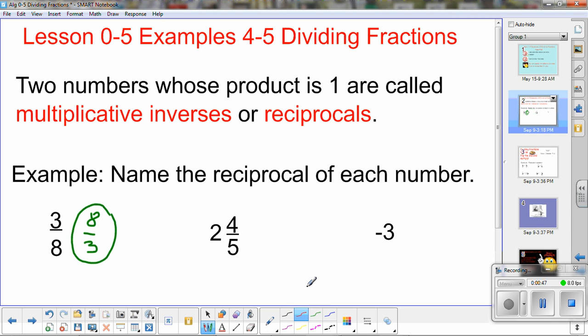If you have a mixed number and you want to write its reciprocal, you need to first change it to an improper fraction by going times plus, keep the same denominator. So 2 times 5 is 10, plus the 4 extra is 14, and we're going to keep the denominator the same. Now once we have it as 14/5, we can then flip it around to make it 5/14. So the reciprocal of 2 and 4/5 is 5/14.